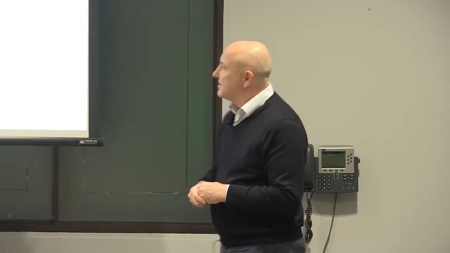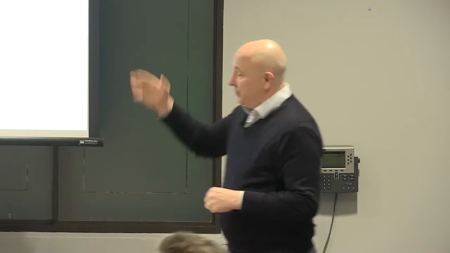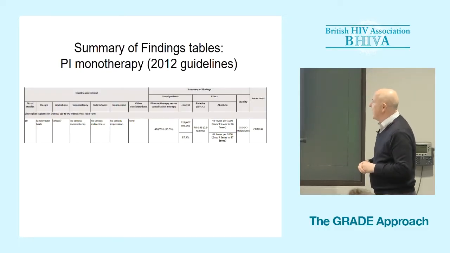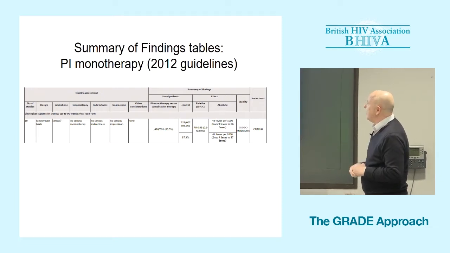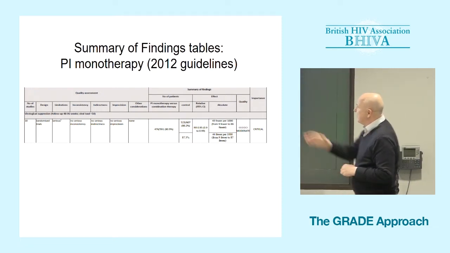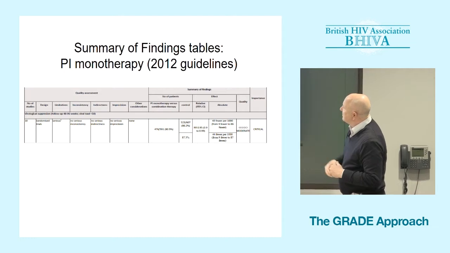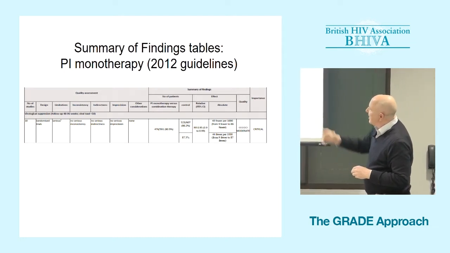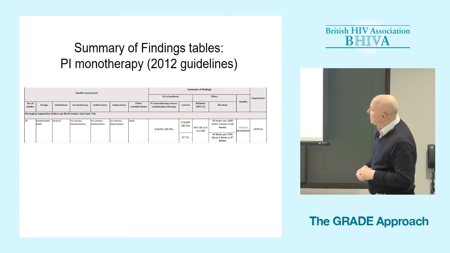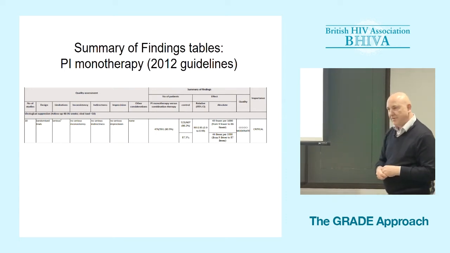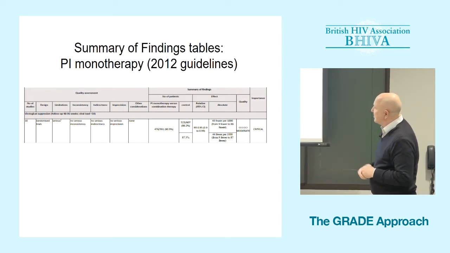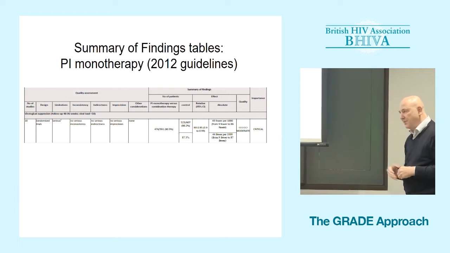So this is a summary findings table, which was for PI monotherapy, just to really give you an example of a summary findings table. So what you see here, you have the quality assessment, and the number of studies in this analysis was 10. The design was all randomized controlled trials. There were serious limitations in some of the designs. There was no serious inconsistency, no serious indirectness, and no serious imprecision, and no other considerations within that trial.